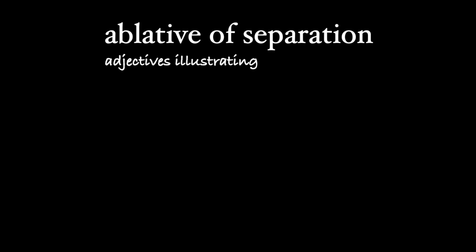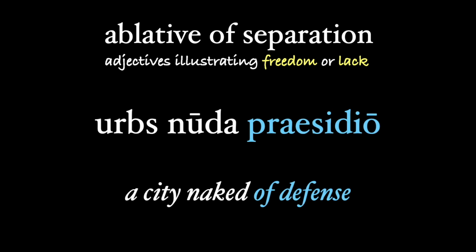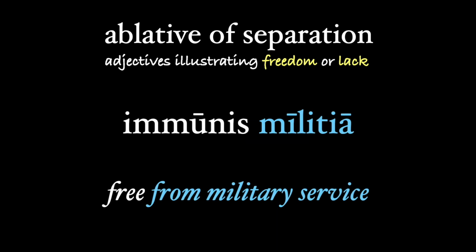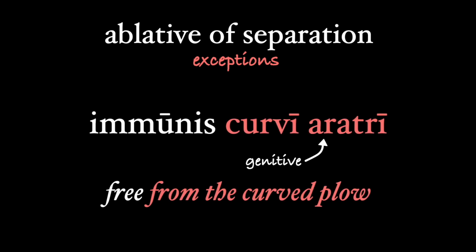Also a part of this rule are adjectives that illustrate freedom or lack. They also take the ablative. A city naked of defense is urbs nuda praesidio, and free from military service is immunis militia. I'd be remiss if I didn't say that sometimes the genitive case is used instead of the ablative with some words. So Ovid describes a cow as immunis curvi aratri, free, well, from is the only thing that makes sense here, free from the curved plow.